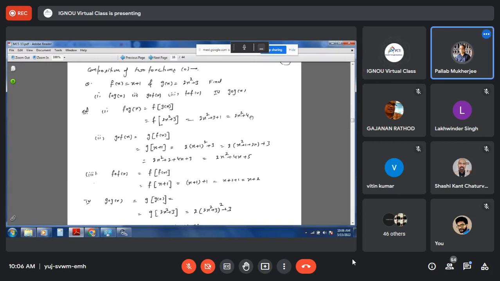No clear? Okay, sir. If it is reverse, G composition F, then G is outside, F is in the bracket. F is in the bracket. See, who is f of x? Check out. It is x plus 1. Put f of x, x plus 1, right?